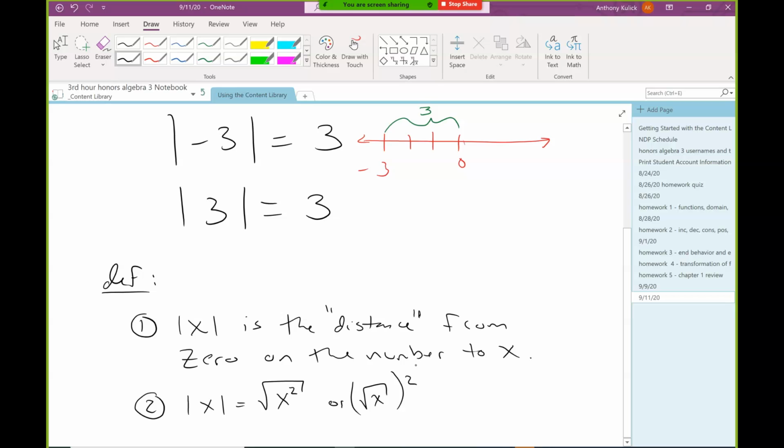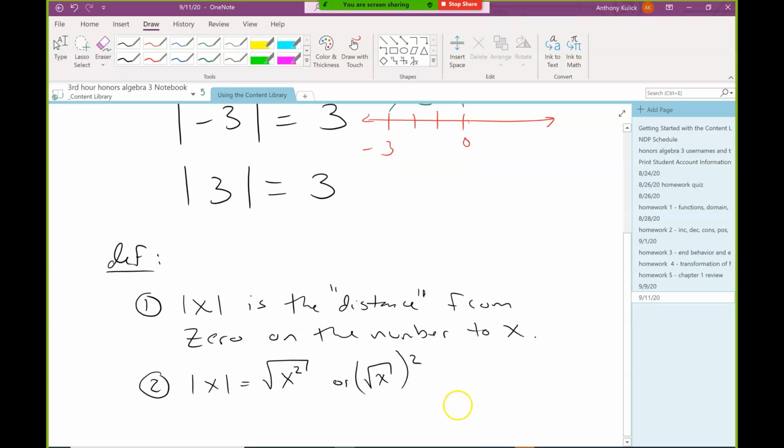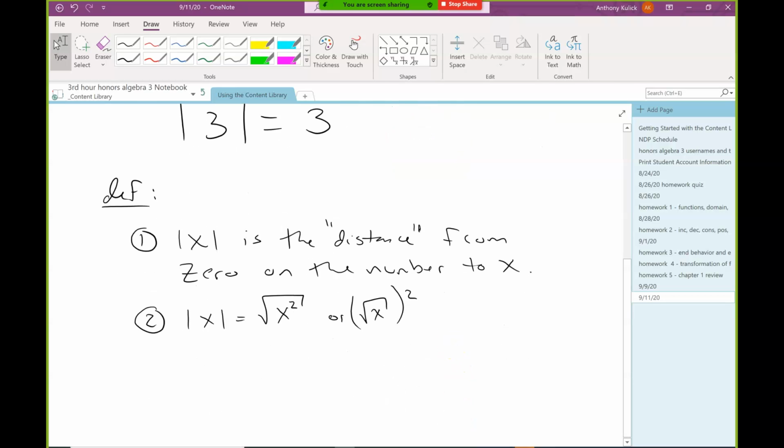So another definition for the absolute value of x could be the square root of x squared. Remember, if we take a number and we square it, we're guaranteed to get a positive number, right? Because positive times positive is positive. And negative times negative is also positive. So we can definitely take the square root of that. And the result from taking the square root is also always a positive number, right? So we're guaranteed to get a positive result.